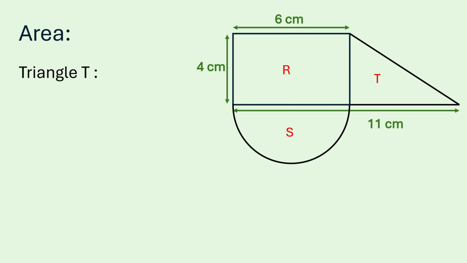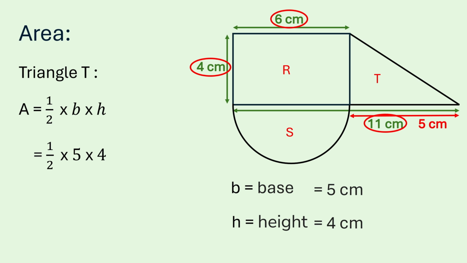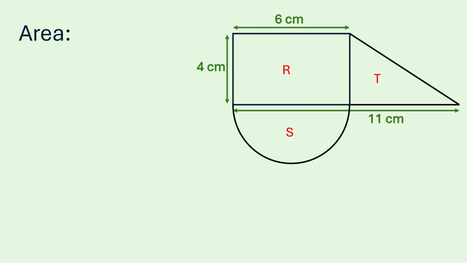Now for triangle T. The formula is 1/2 times base times height. The base is 11 minus 6, which is 5 centimeters, and the height is 4 centimeters, so the area is 1/2 times 5 times 4. So, the area of the triangle is 10 square centimeters.